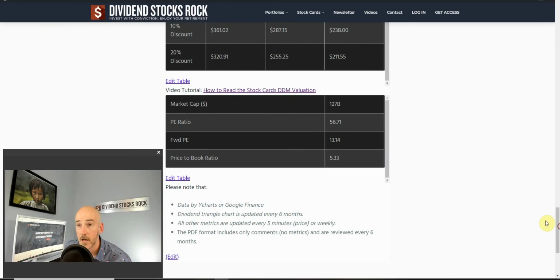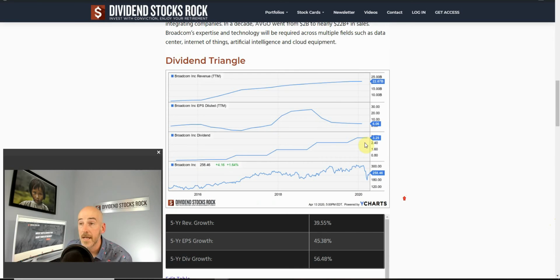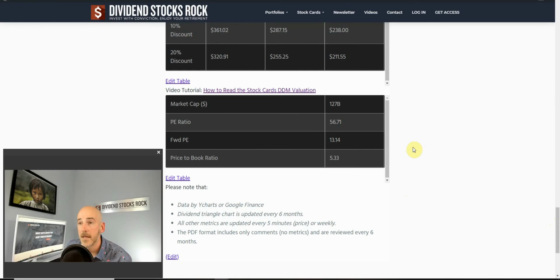As mentioned earlier, all the data is coming either from YCharts or Google Finance. We update all the black boxes every week. Google Finance is for the stock price. This is being updated daily. The dividend triangle chart, so this image, is updated every 6 months, as are all the text and the PDF in it, and the ratings are updated quarterly after each earnings season.